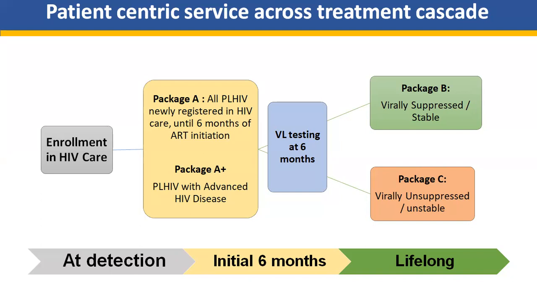After 6 months of ART initiation, we will be doing a viral load testing for all our patients. And this testing can have two outcomes. A patient may be virally suppressed, a patient may be unsuppressed. A virally suppressed patient is a stable patient. Now he or she moves into the package B. A virally unsuppressed patient is an unstable patient, and she or he moves into the package C.